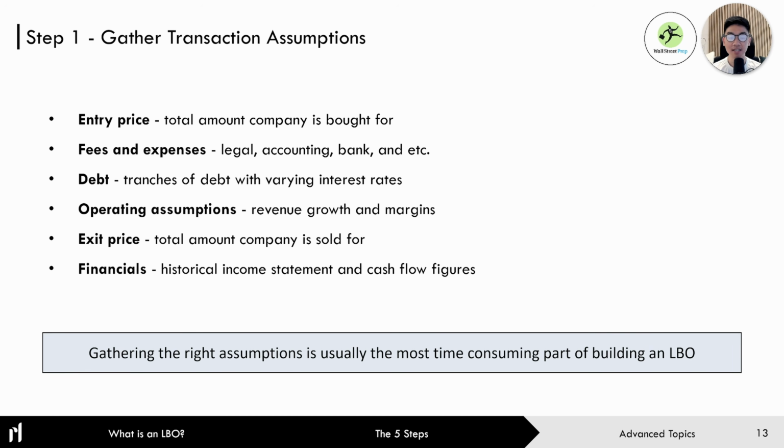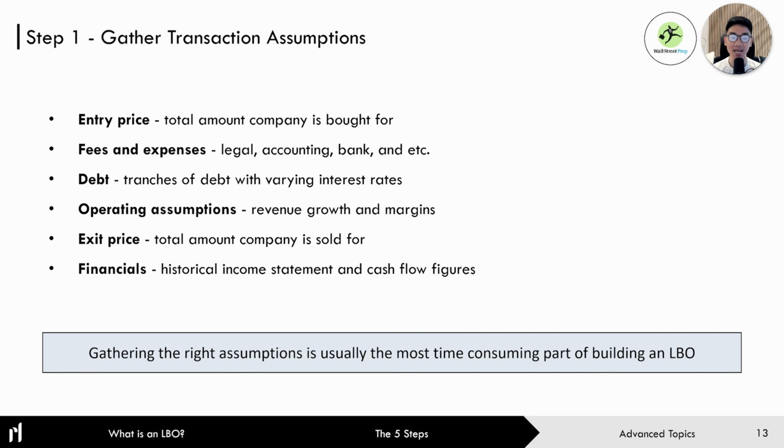So starting off, step 1 involves gathering your transaction assumptions. And I've listed the more basic ones here. There are a lot more that I've not included because this is more of a beginner's tutorial. But going through these, first off is the entry price, which is the total amount a company is bought for.